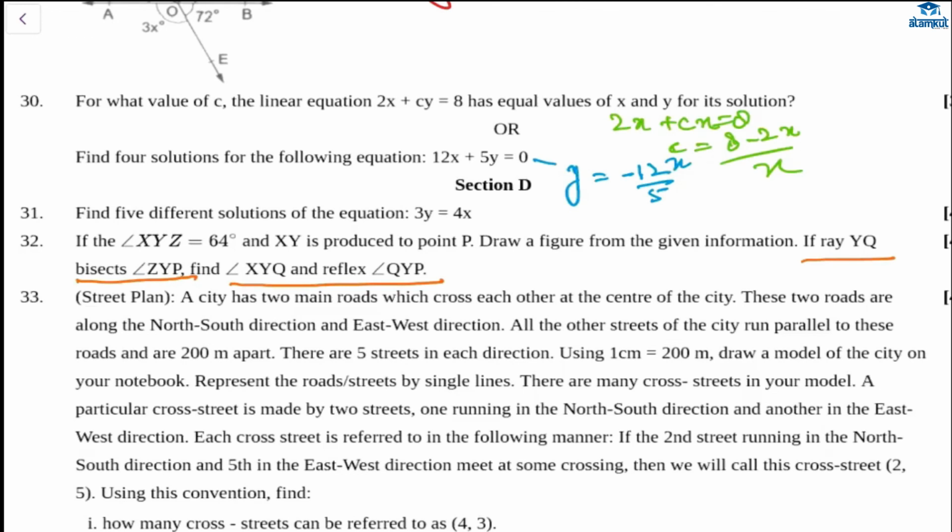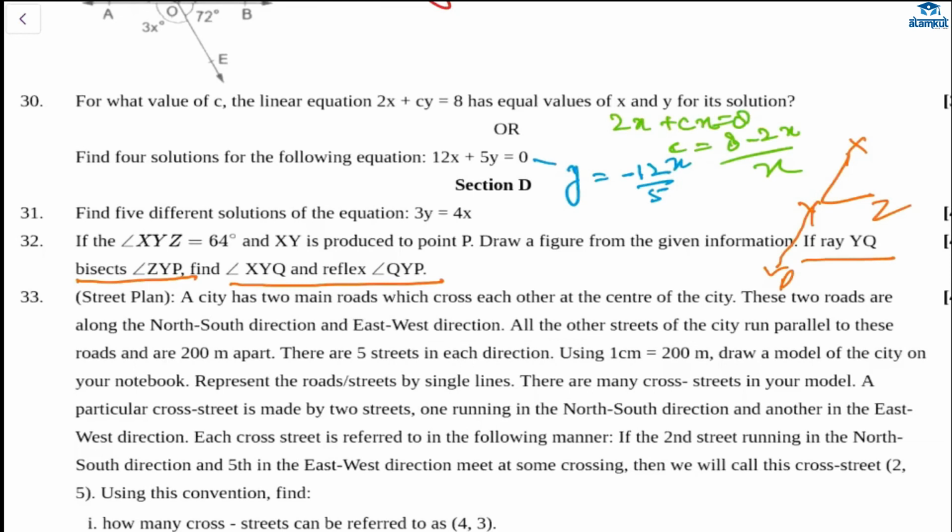And when it is talking about a diagram, try to first make the diagram in imagination, how it is actually working. For example, if it is written XYZ, you make XYZ as XYZ. Now it is written here, you have to extend XY to produce to point P. So you have to produce it till P. The diagram can be in this way also. It is not wrong to draw the diagram in this way.